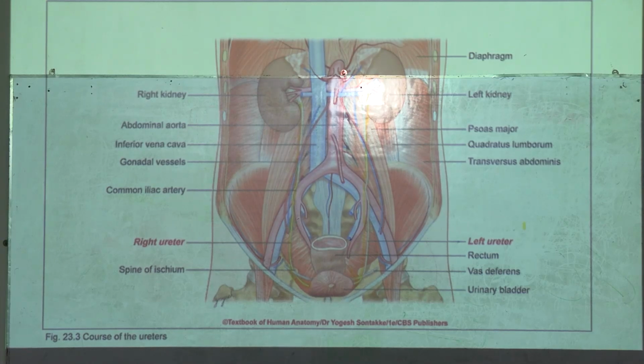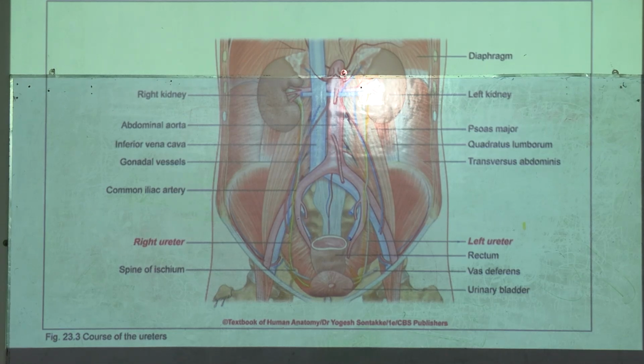That is the most important relation. You can forget each and every relation of ureter. But there is a very important relation, that is, ureter is 1 inch away from the cervix of the uterus.